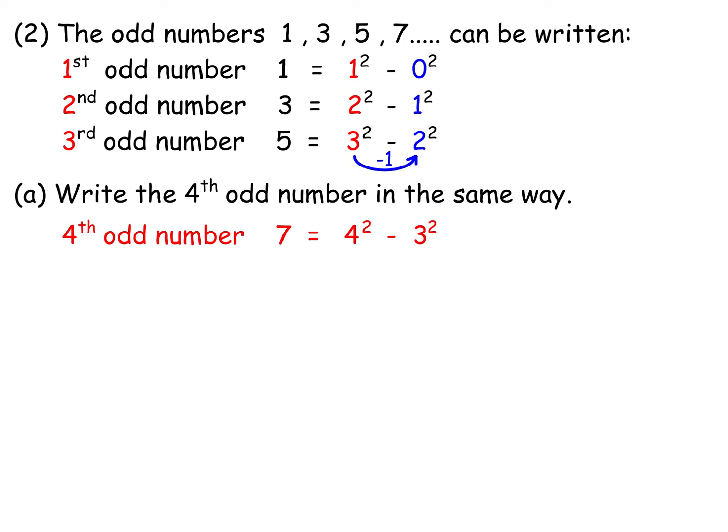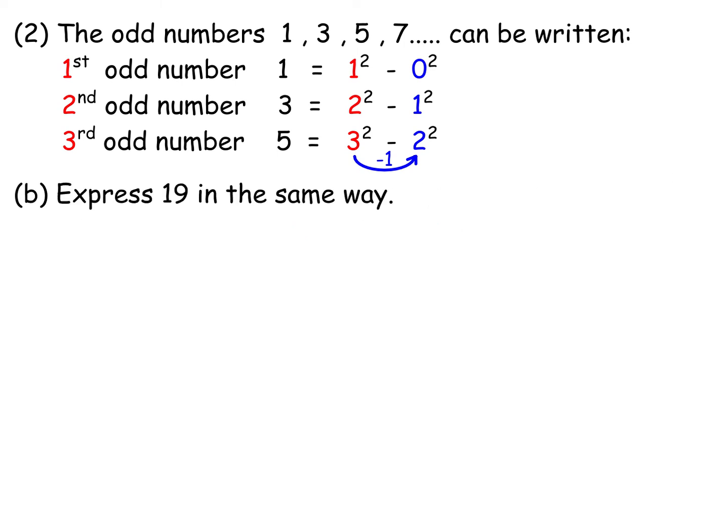Now, the next part of the question asks to express 19 in the same way. So again, you've got to know 19, what odd number is that? So you could count them up. You could just write down 1, 3, 5, 7, 9, 11, and so on, right up to 19, and just count them to see which odd number it is. Or again, if you look at the numbers in red here, and look at 3, double it and take off 1 gives you 5. 2, double it and take off 1 gives you 3. 1, double it and take off 1 gives you 1.